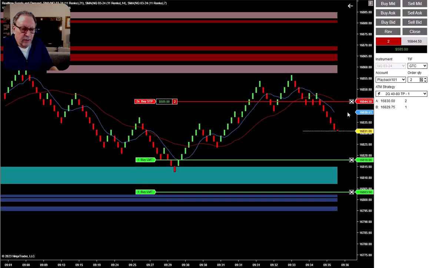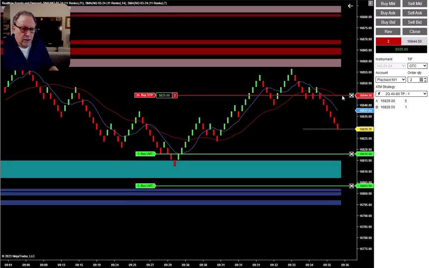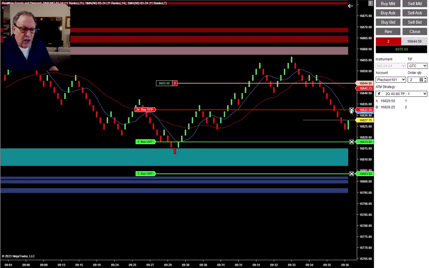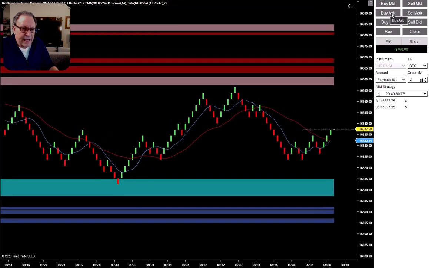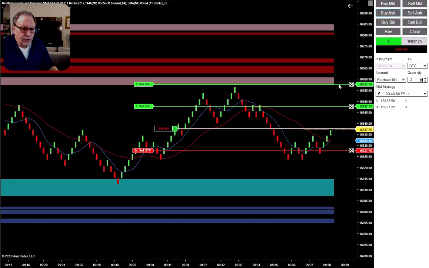Give ourselves a little bit of room there so that we don't miss our target. And then just to lock in some profits, we'll go ahead and move that down. And that's a quick couple of $100.